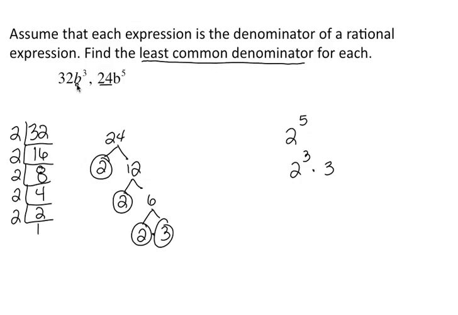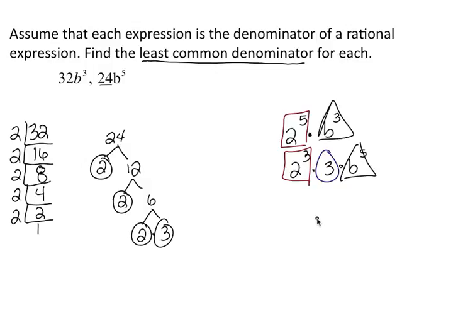Now this one has a b cubed, so I'm going to put b cubed, and this one has a b to the 5th, so I'm going to put b to the 5th there. So I'm going to put my multiplication symbols there. So to find the least common denominator, we need to look at the different groups. So my first group is 2 to the 5th. And then I have a group of 3's, and I also have a group of b to the 5ths.